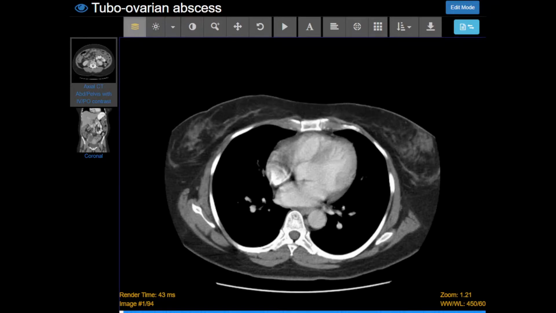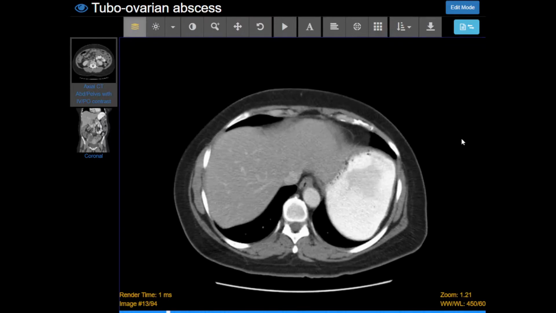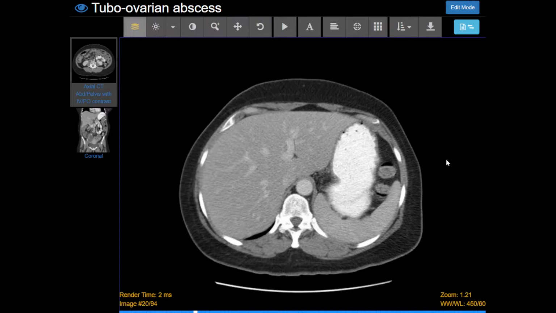This is a case of tubo-ovarian abscess on CT. We have an axial CT starting from the lung bases. There's the heart, there are the lung bases. Scrolling down, we can see that this is a contrast-enhanced CT.